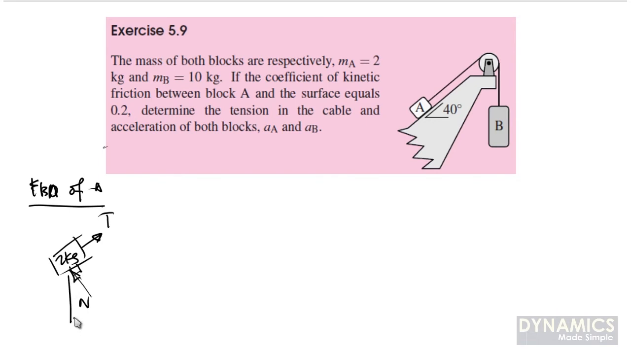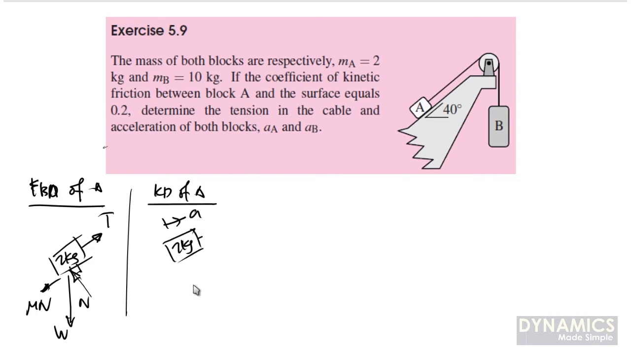And of course, we have weight always pointing downward. Since A is on this surface and the coefficient of friction given equals 0.2, based on the mass alone, MA is 2 kg and MB is 10 kg, we are expecting that A is moving upward. So if A is moving upward, the direction of the friction force should be in the opposite direction. And then we have a kinematic diagram of A. Okay, that's it.